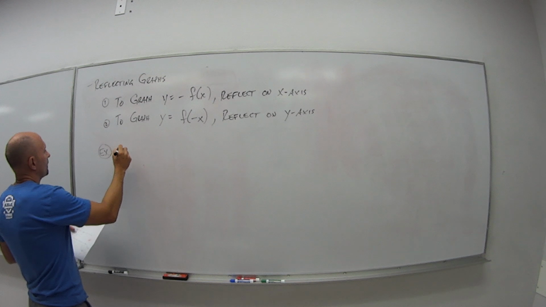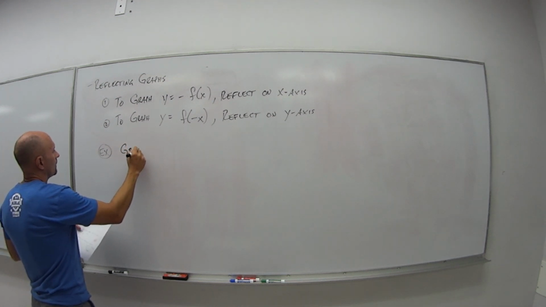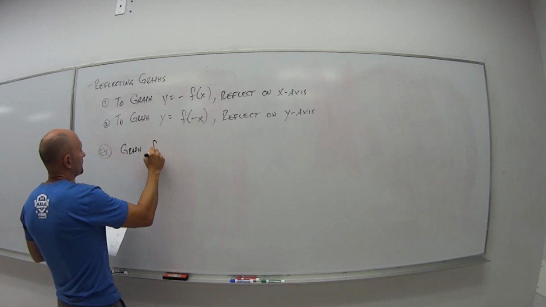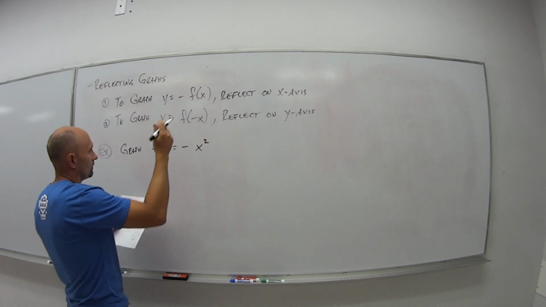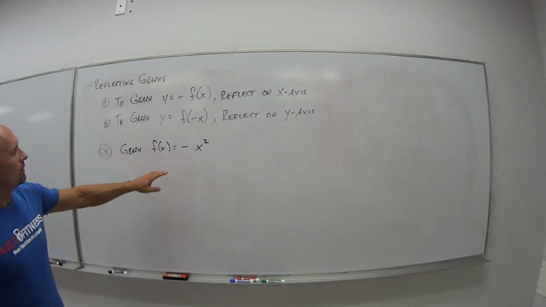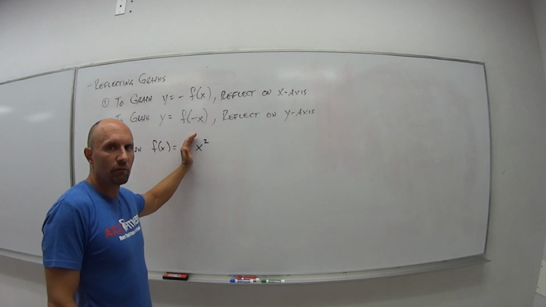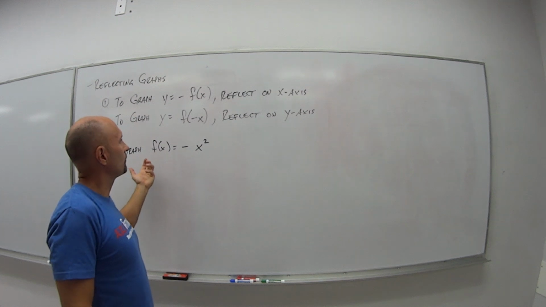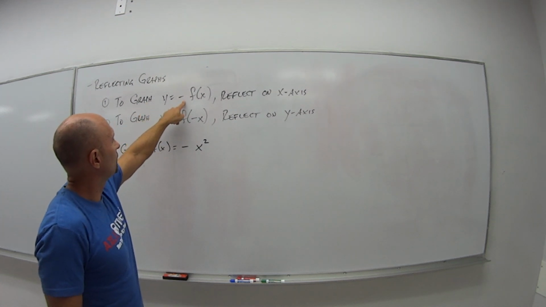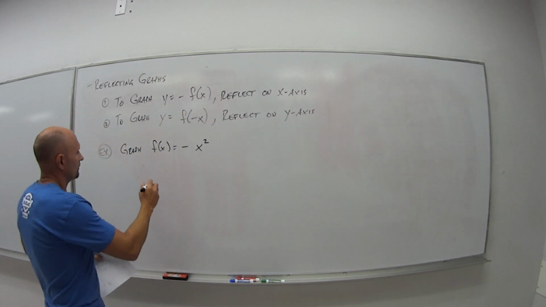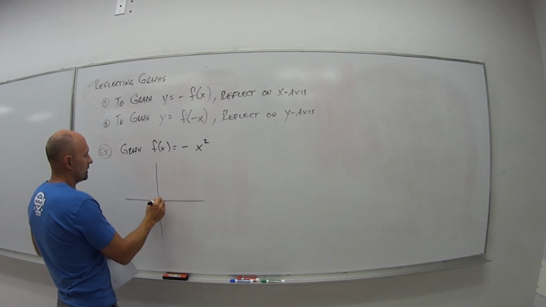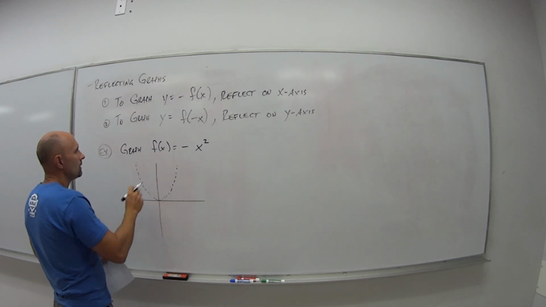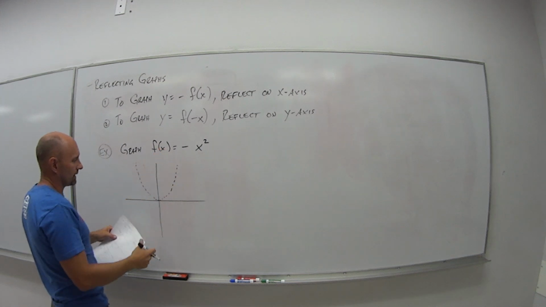So let's say I want to graph f of x equals negative x squared. So as I mentioned up above, my function is the x squared function. The negative sign is outside of that. So because it's outside, I reflect on the x-axis. So normally, the graph of x squared would be what? It would be a parabola pointing up. But because I have this minus sign, I reflect it on the x-axis.